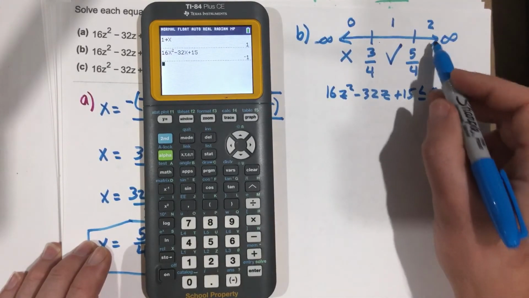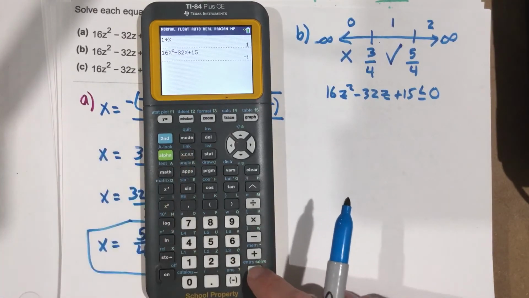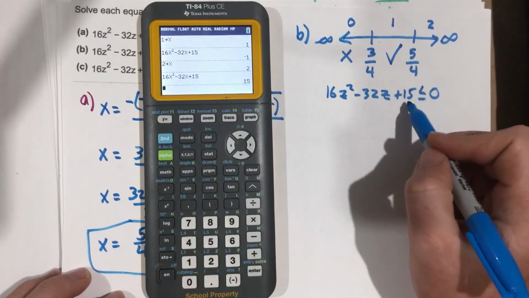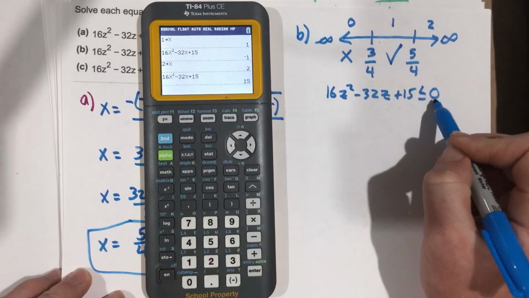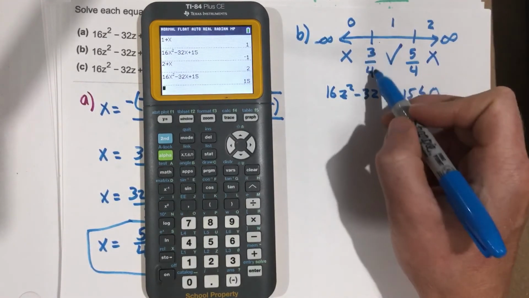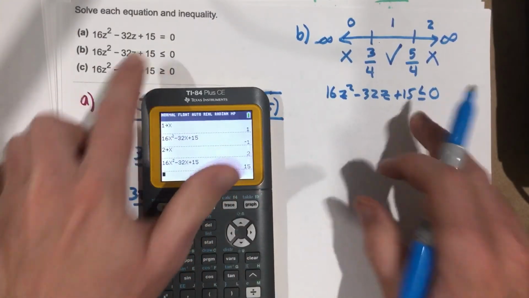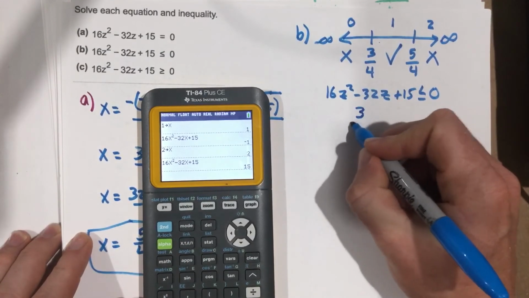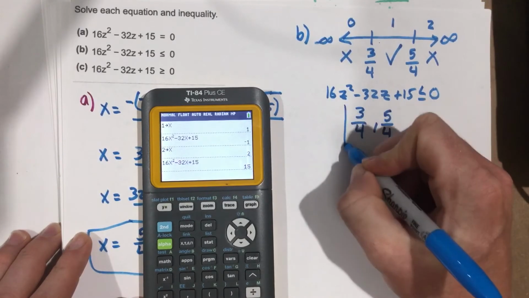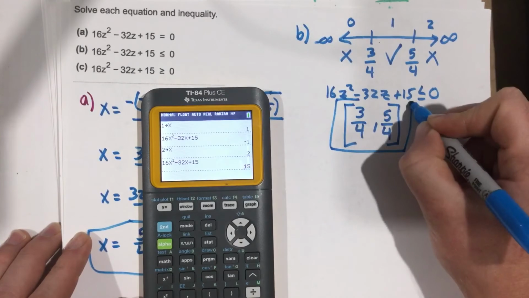And then I'm going to pick 2. So now all I have to do is do 2, store it as x, and then just go grab that equation, and I get 15 again. So 15 less than or equal to 0, we know that doesn't work. So our solutions lie between 3/4 and 5/4 for part B. And because it says equals 3/4 and 5/4, when I write them in interval notation, I'm going to use brackets because they can equal those solutions.